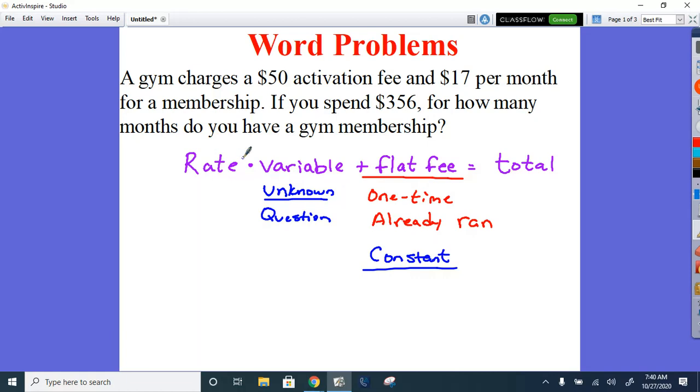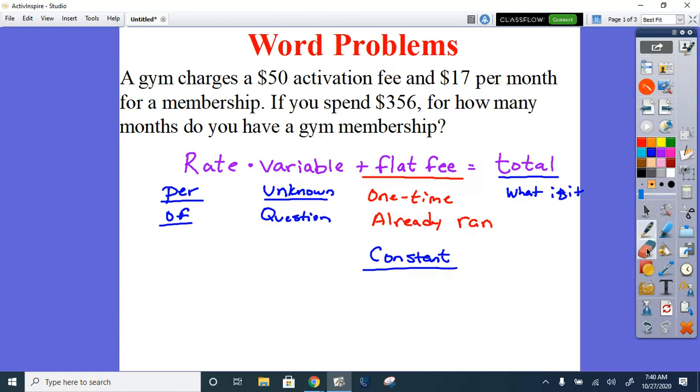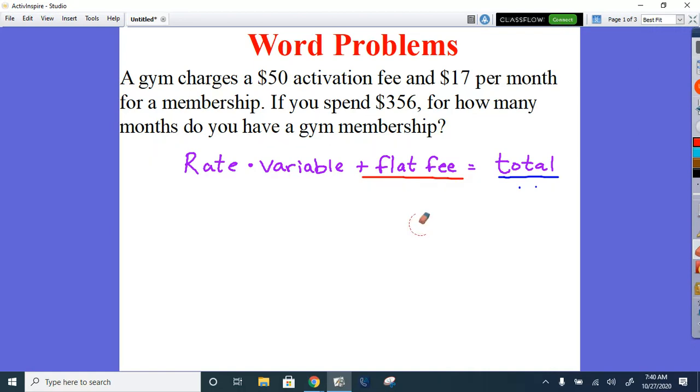The rate, that's pretty simple. That's where you see words like per or of. Those are the words you're looking for with your rate, okay? So we're talking about things like per month, per year, per day. These are things we look for when we look for a rate. And obviously the total is, what was the total? That's very simple, okay? So using that structure, we're going to identify how this equation is actually created, and then we'll just solve it from there, okay?